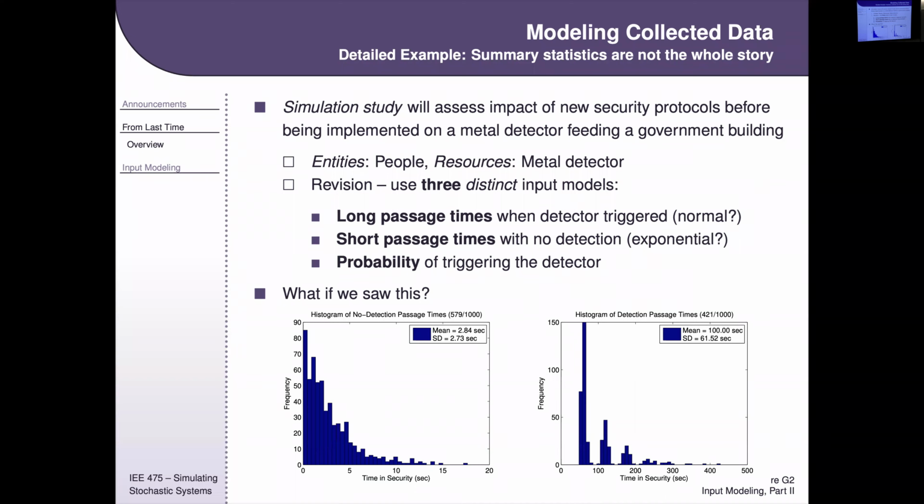So you start out with your mental model of how you think the system works. And that's a good place to start. And that tells you what data to collect. So from that mental model, I need to collect data on the inter-arrival times and the passage times through the metal detector. Well, then once you collect that data, it's a scientific process.